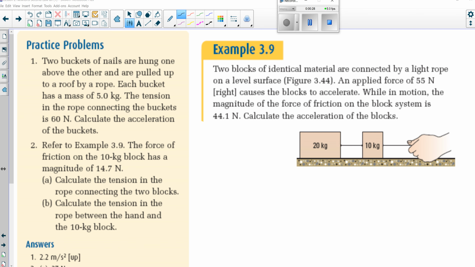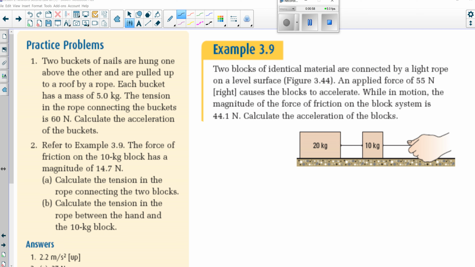The first thing we did was, on this original example question, we had to calculate the acceleration of the blocks. The purpose of that example was to illustrate that a system all accelerates at the same rate. It may be made up of different parts, but all of those parts will have the same acceleration. The individual forces within the system are going to be different, and that's okay. But in the end, because they're all connected, they move as one single unit.